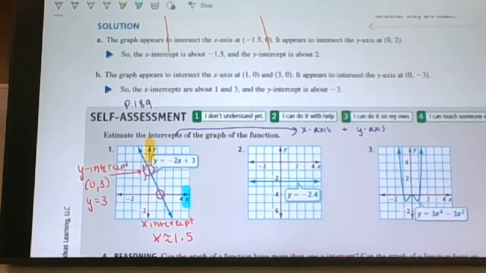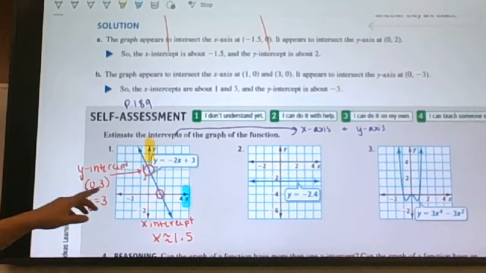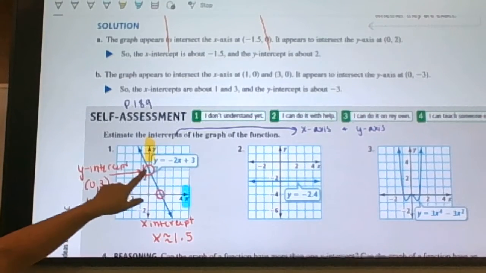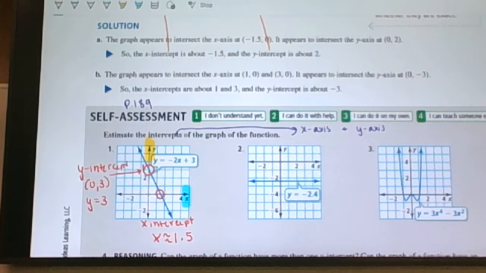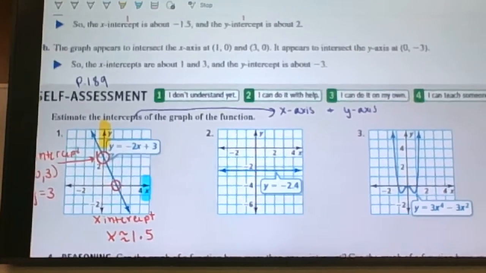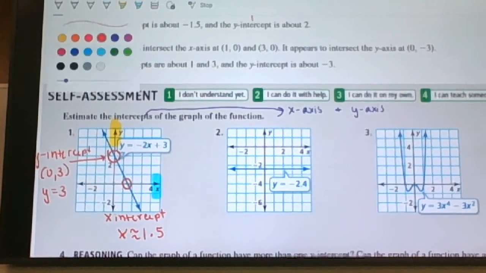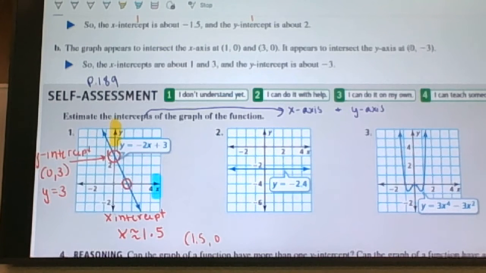What's that? Well, this one is exactly at 3, so I can do that. But if it's in the middle, a squiggle's a good idea. Yeah. 1.5, 0. For the x? Yeah, this is all the same information. The x-intercept's at 1.5. The y value is 0, so you would put a 0 in the y coordinate spot.